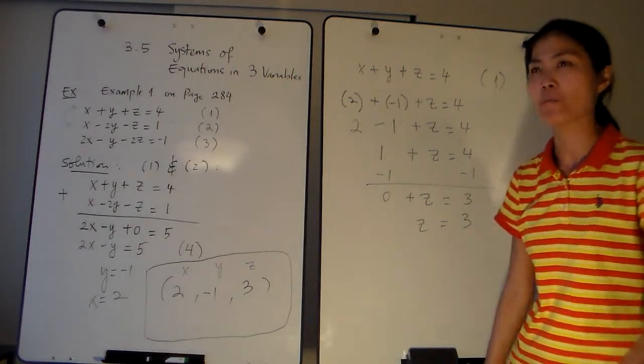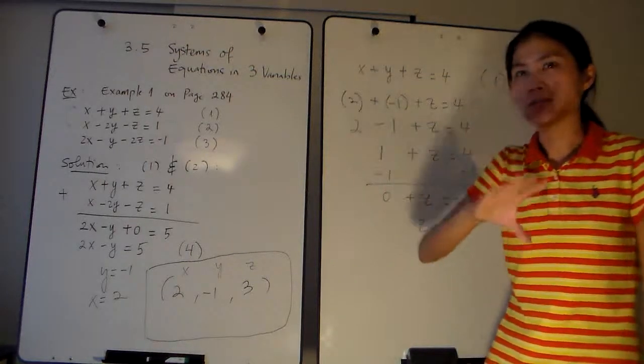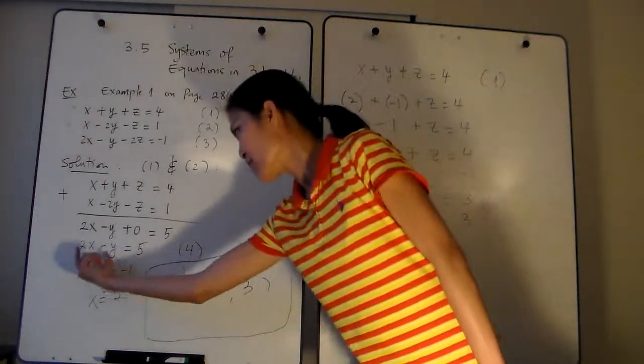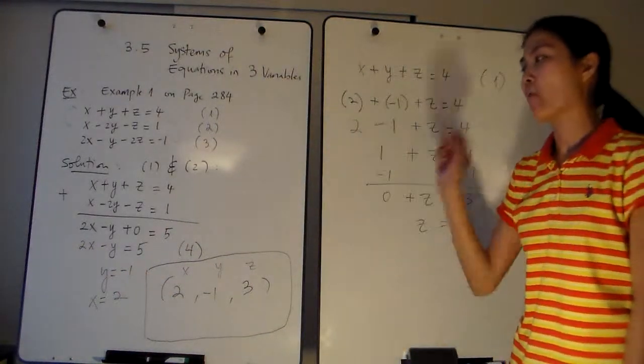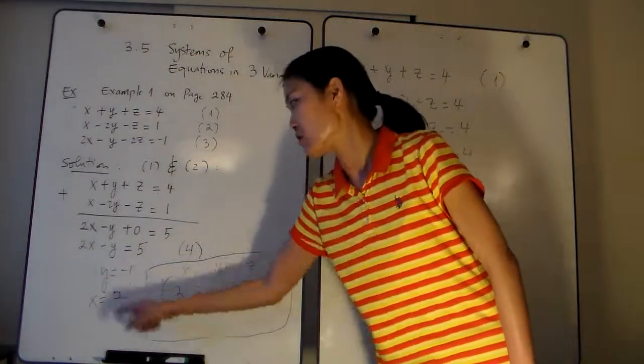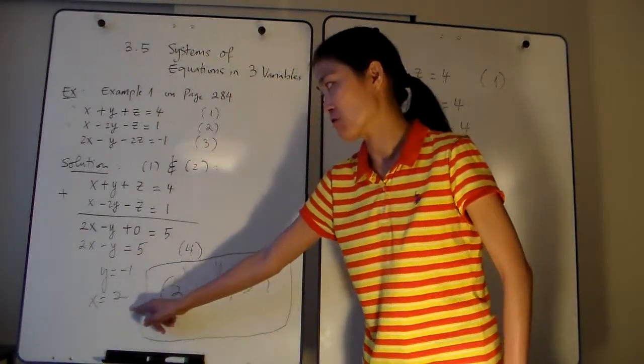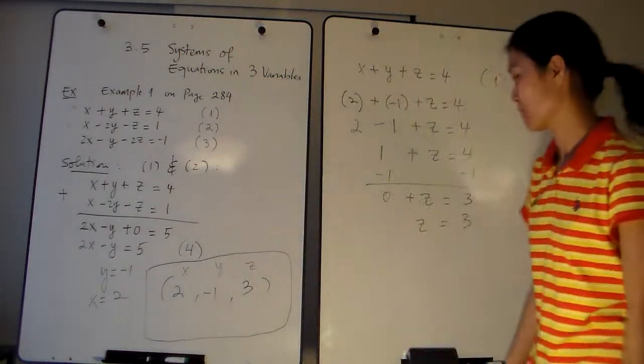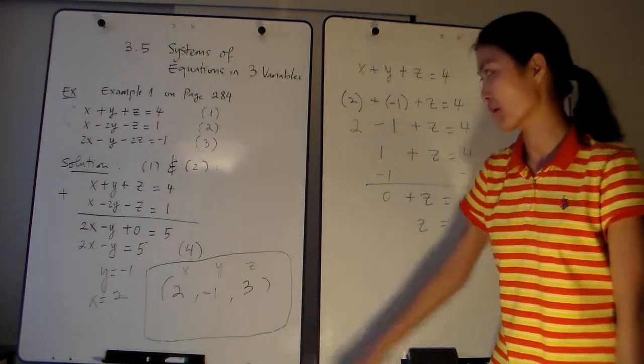The goal is to change 3 equations to 2 equations, okay, with the same variables x, y, so that you can combine and solve for x, y first, okay. You see, I solve for x, y first, then you use x, y to find z, okay. So again, this is the answer.